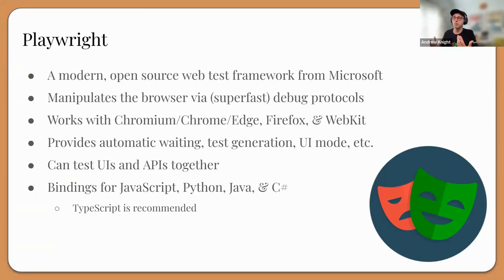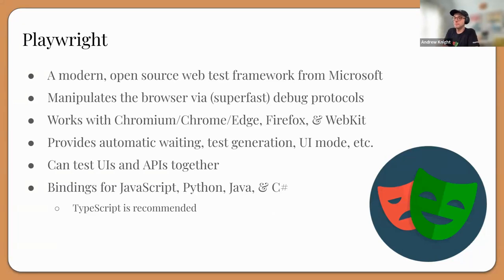The way Playwright works is that it manipulates the browser through debug protocols. This is different from some of the other browser automation tools you might have seen, like Selenium or Cypress. Basically, Playwright goes in the back door and twiddles with things. And because it's using debug protocols, it is super fast, magnitudes faster than the other test frameworks.